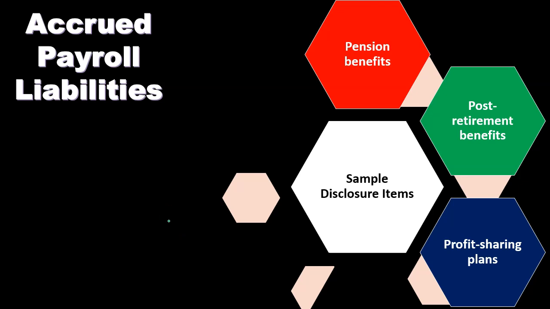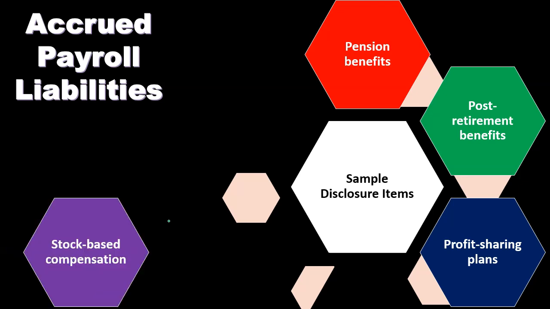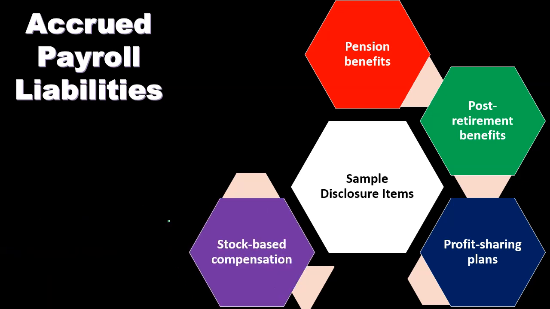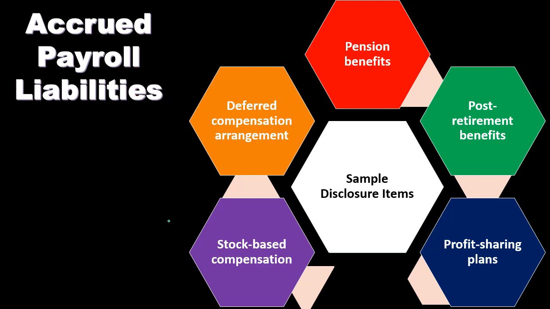We have the profit sharing plans. Again, a profit sharing plan can add some complications. We want to make sure that the profit sharing plans have been recorded properly. We have the stock-based compensation. So if there's going to be stock-based compensation, that can add a level of complication that we'd have to look into as well. And then deferred compensation arrangements. So we have some kind of deferred compensation arrangements. These could add levels of complexity as well.